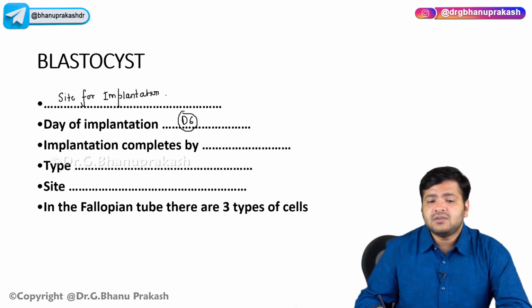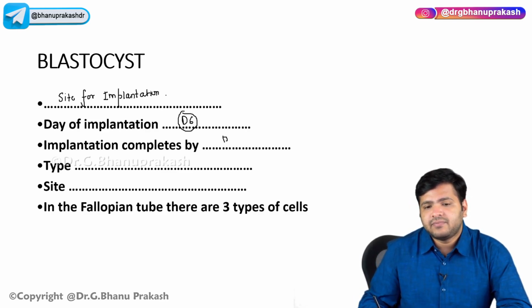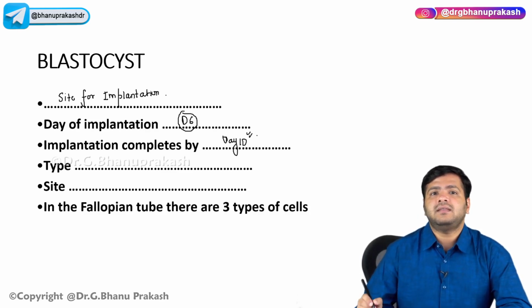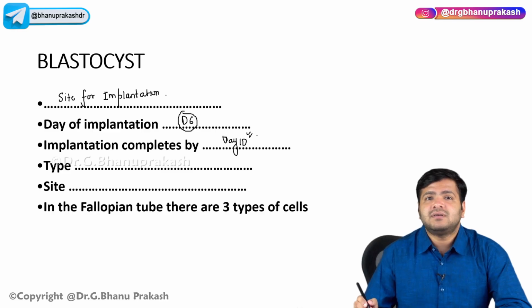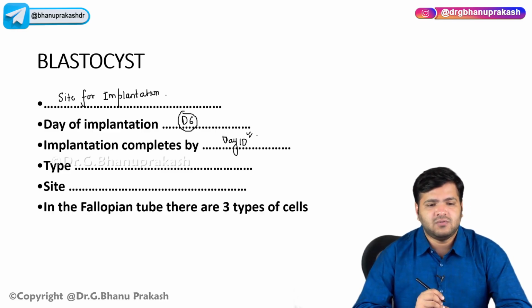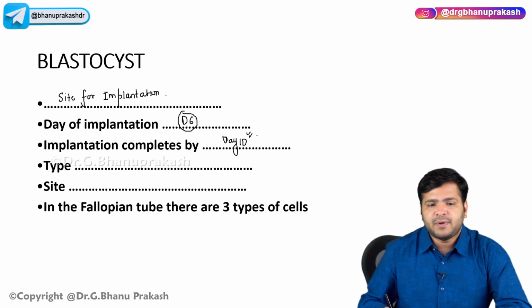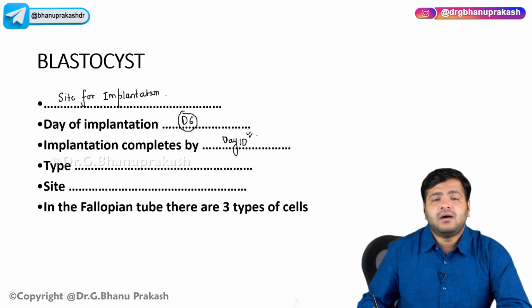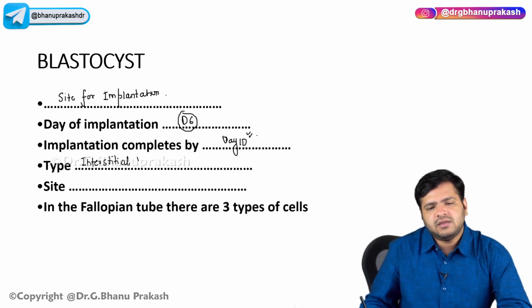place, right. The implantation will complete by day 10. Now, blastocyst goes inside the wall of the uterus, right? Now, remember the type of the implantation, it is called as the interstitial implantation.